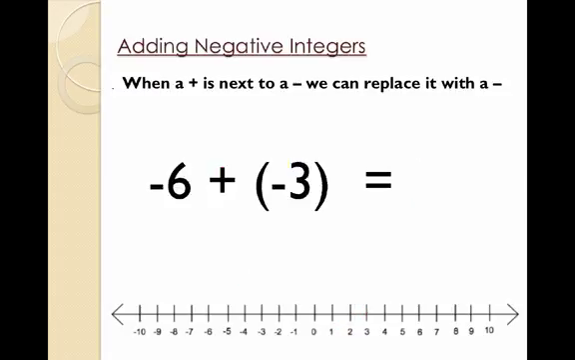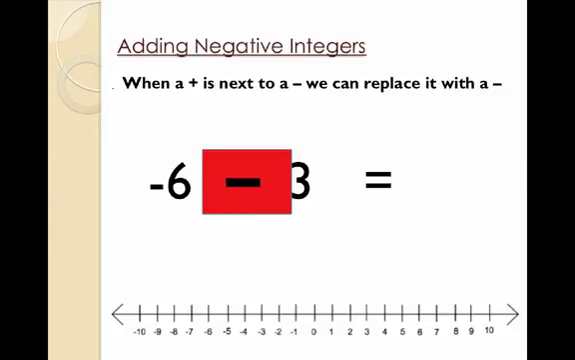Let's have a look at another example where we have -6 plus -3. We have a plus and a minus next to each other, so what we do is replace that with a takeaway, and we'll get the same result. We begin with -6, and because we're taking away, we're going to go 3 spots to the left on our number line. We're going 3 spots and ending up at -9.